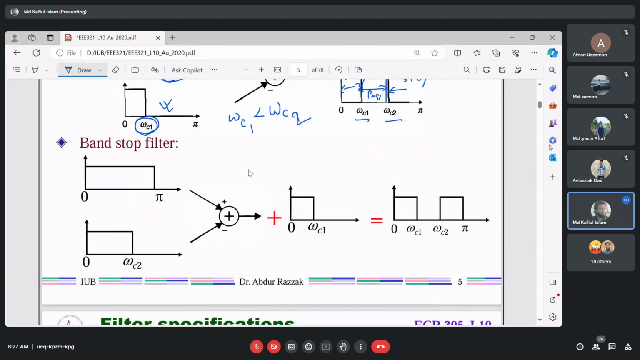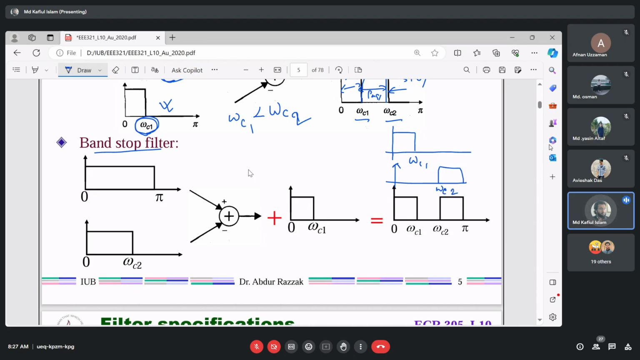Now let's talk about how to design a band stop filter. You take one low pass and one high pass, and that will be a band pass filter. So it's like this. You have one low pass filter here with omega c1 and another high pass filter here with omega c2.